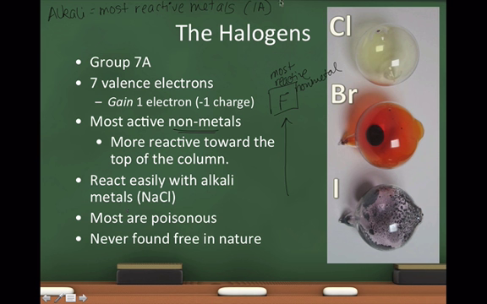If you recall, we say that these guys want to lose 1 electron. Well, these want to gain that 1 electron. So if you think of sodium chloride, sodium has 1 valence electron, chlorine has 7. They just do a little switcheroo like that, and they form a ton of compounds really easily. Many of these are poisonous, and they're so reactive we don't find them free in nature. So here's examples of chlorine gas, bromine, and iodine.